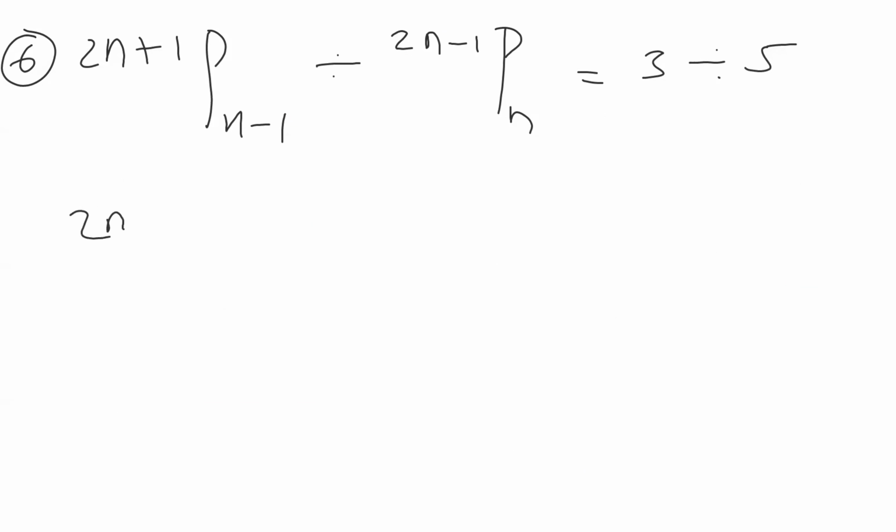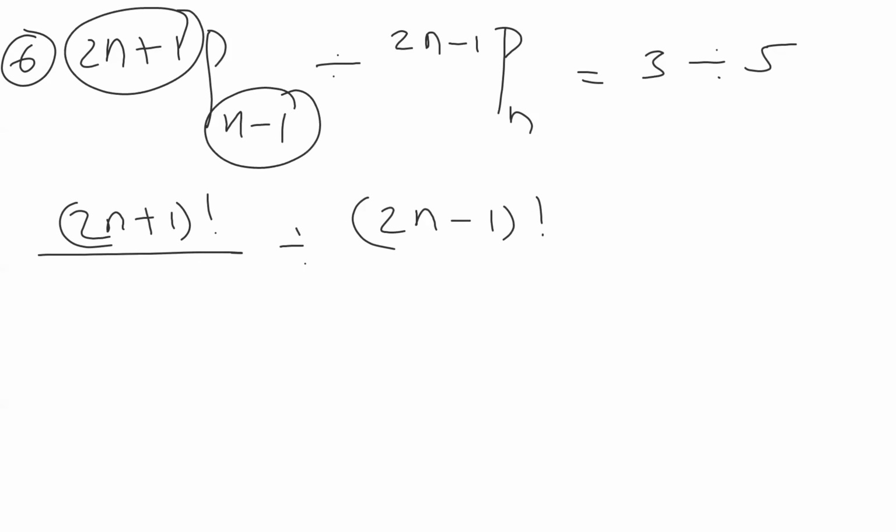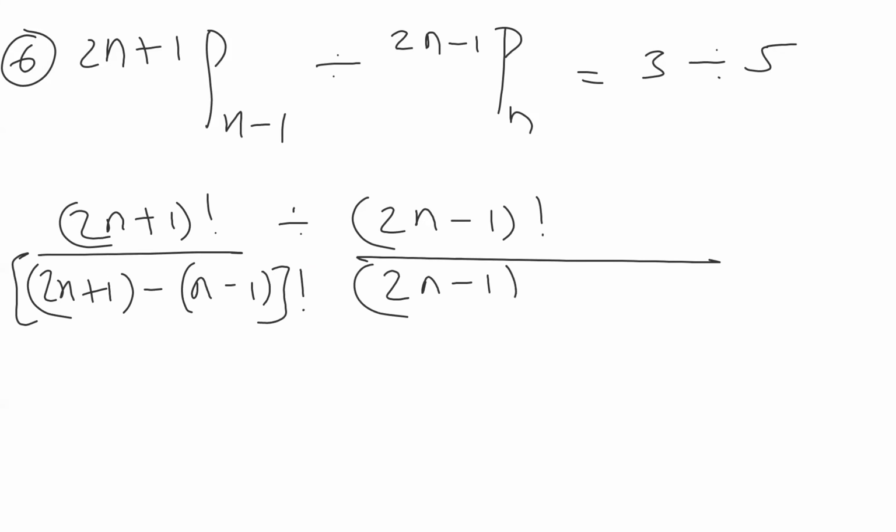So 2n plus 1 factorial upon n minus 1 factorial divided by 2n minus 1 factorial. Okay, one second, sorry. So this will be n minus r. So this is n and this is r. Excuse me for that. 2n plus 1 minus n minus 1 factorial, okay, upon 2n minus 1 minus n factorial. I have applied the nPr formula for both the permutations.